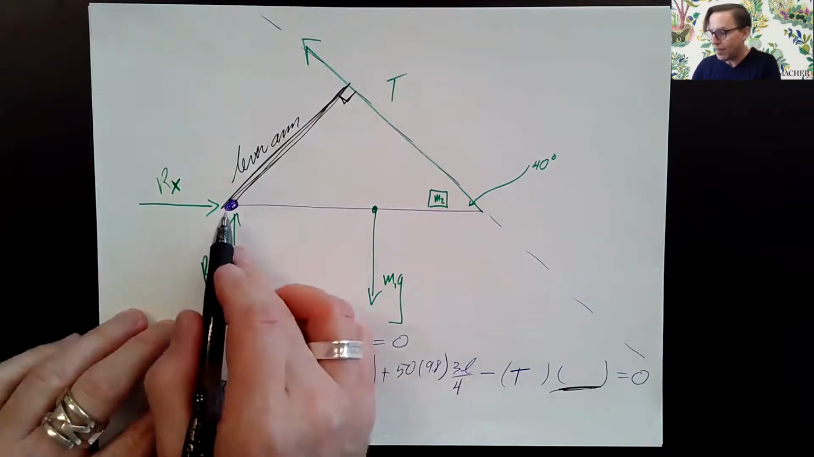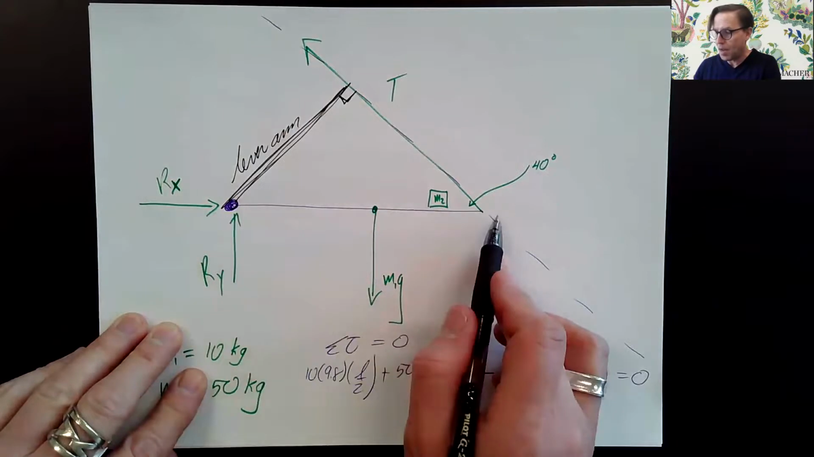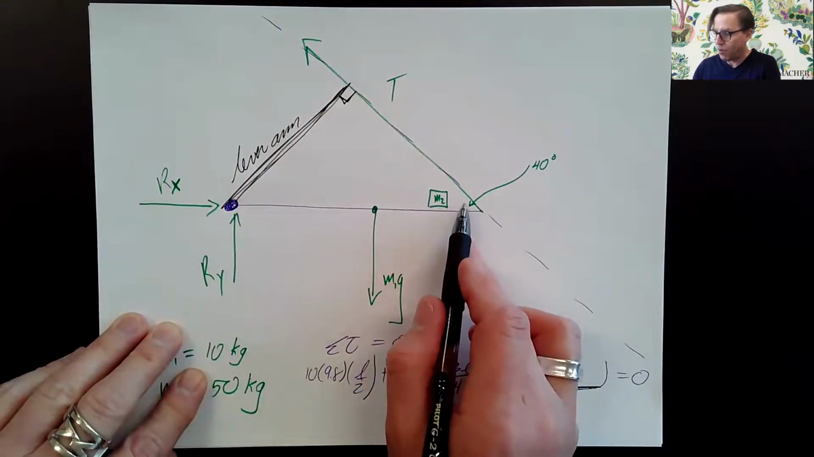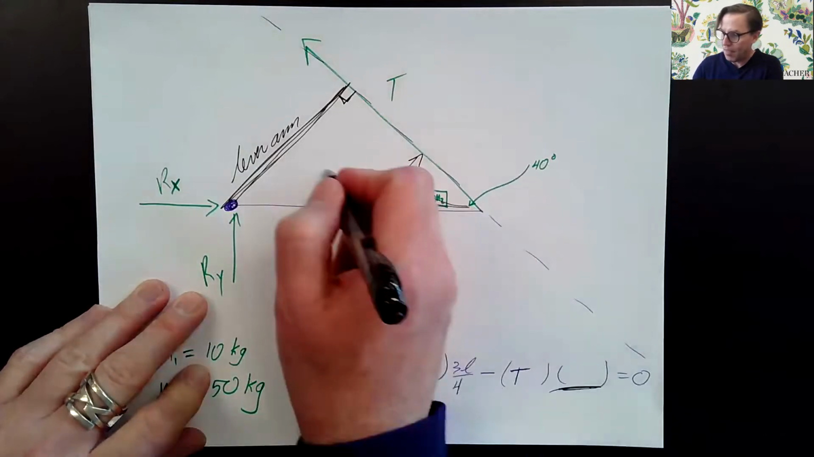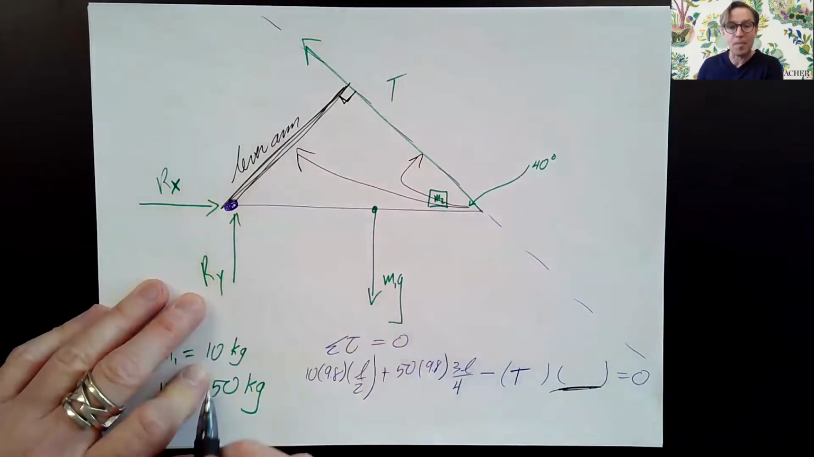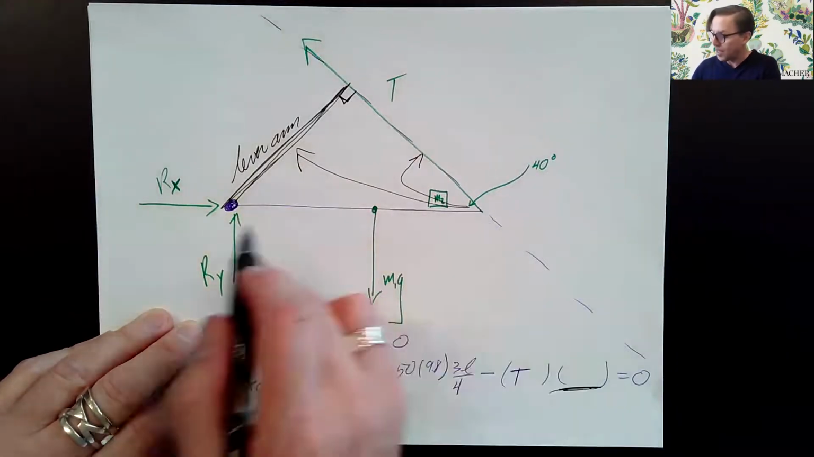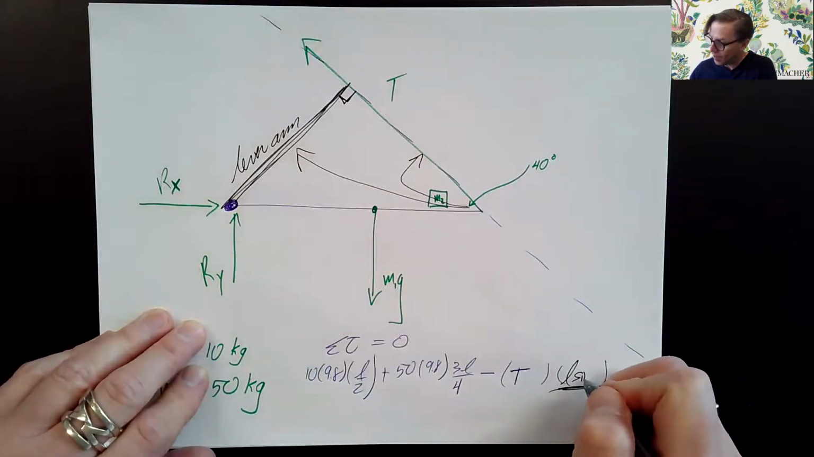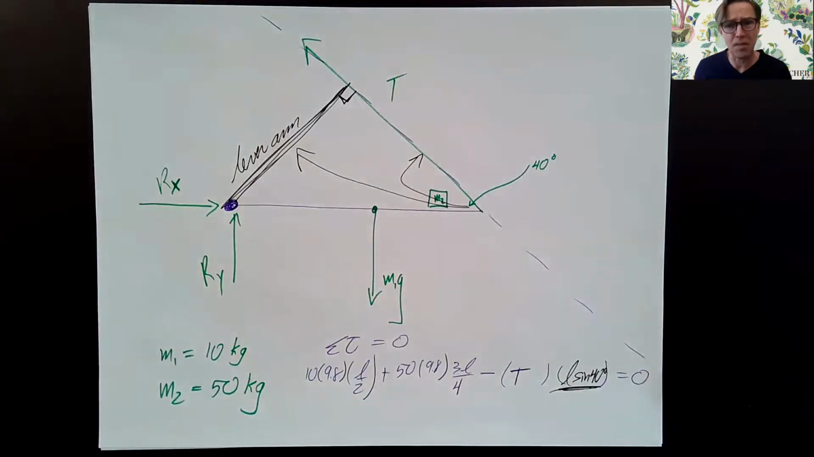Do you see that if this is L and it's the hypotenuse, this is 40. So this side is adjacent to 40 and this side is opposite 40. And therefore this side is L sine 40. That wasn't so hard.